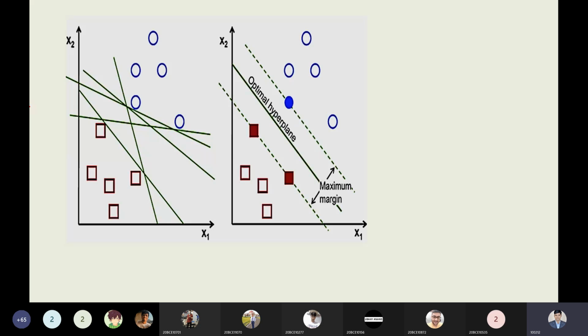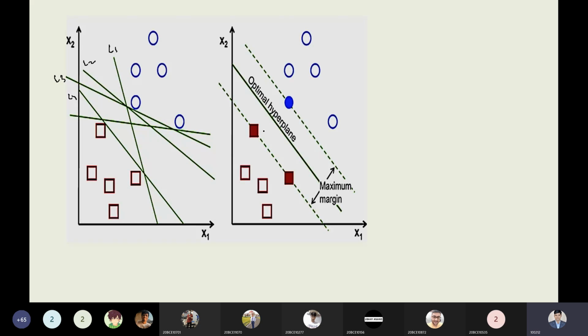Let me take this example. You can see there are multiple lines. Are you able to see this image? Yes, sir. Good. Here we have line one, L1, line two, L2, this is L3, and this is L4. From this point we have a question: which line must I choose? I must choose the line that depends on the maximum space, and this would be the optimal hyperplane, the optimal line.